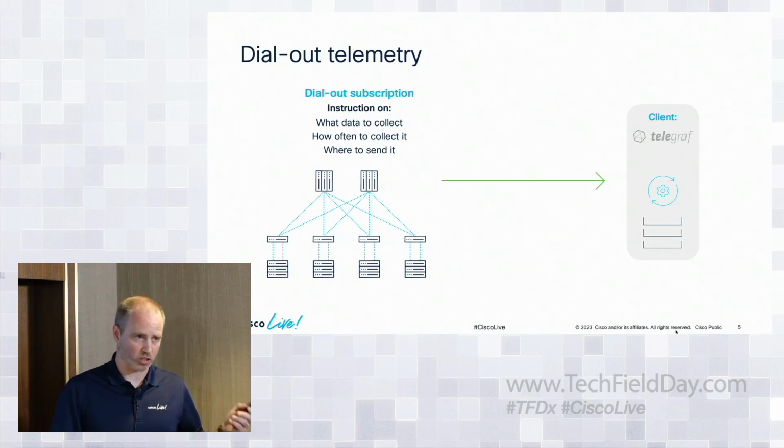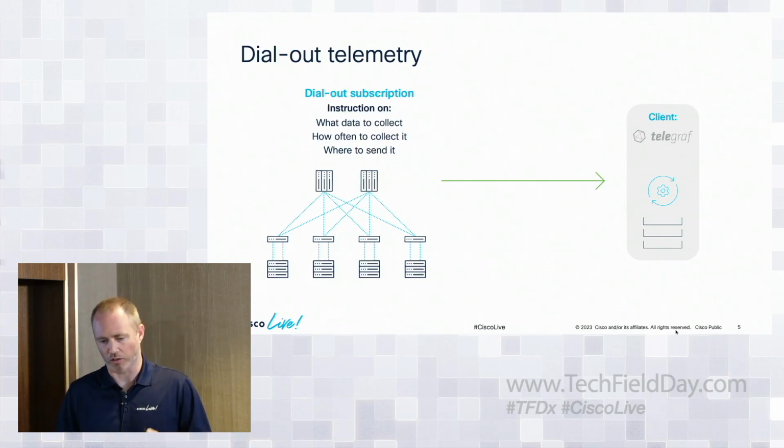In this situation, it's Telegraph. It could be a homegrown solution. We support gRPC, HTTP, and UDP for this, but we do see the most adoption with gRPC, with GPB, just from an efficiency on the wire standpoint. It is more efficient than other transports and formats.